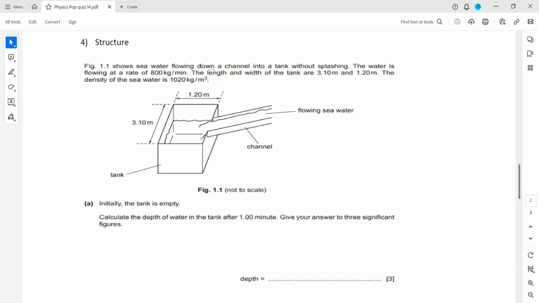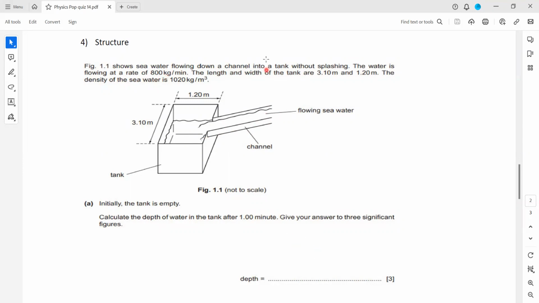The next question, it's actually related to pressure, gravitational potential energy, or energy, you can also say, as well as the density. So in the question, figure 1.1 shows a seawater which is flowing down a channel into a tank without splashing. The water is flowing at a rate of 800 kg per minute, like after every 1 minute, 800 kilogram of the water will enter this tank.